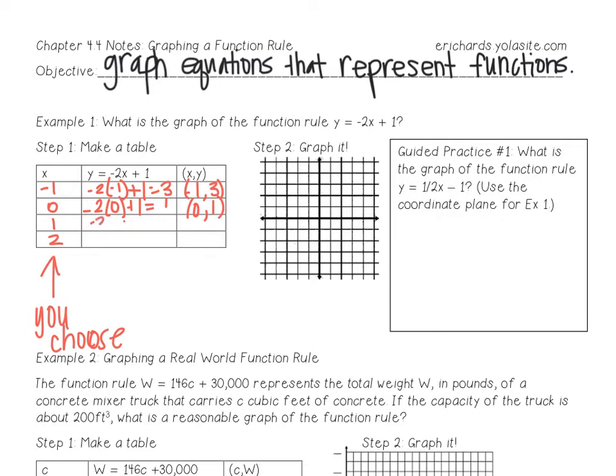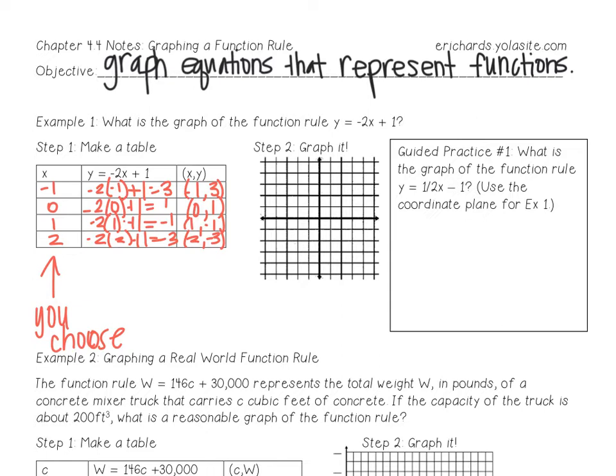Then plug in 1. So this will be negative 2 times 1 plus 1, which is negative 2 plus 1, which is negative 1. That's the point 1, negative 1. Next point, negative 2 times 2 plus 1 is going to be negative 4 plus 1, which is negative 3. So 2, negative 3. Now, I'm going to put those points on a graph.